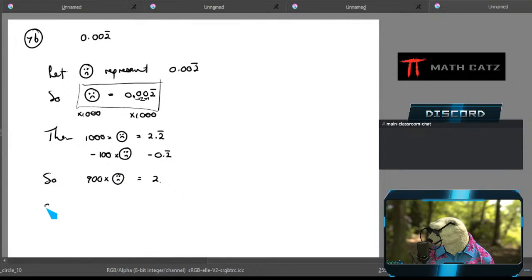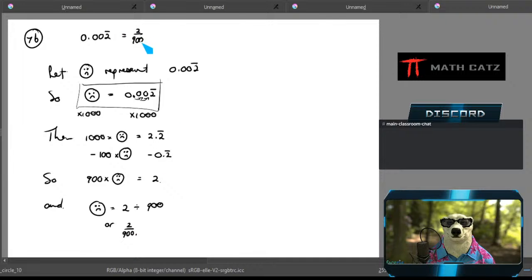Multiplication sentence turned into a division sentence. Sad face equals 2 divided by 900. Obviously, 900. And my fraction is 2 over 900. I didn't know what the answer was. I do one step at a time, trust the process. Logically, it'll get me there with absolute confidence.